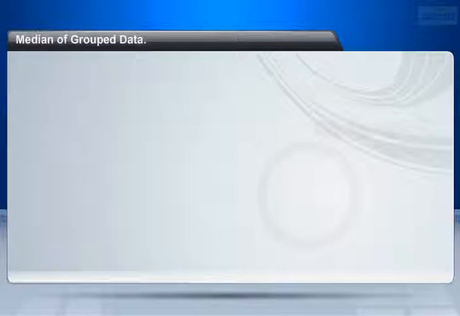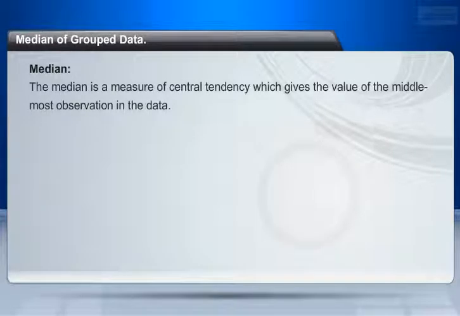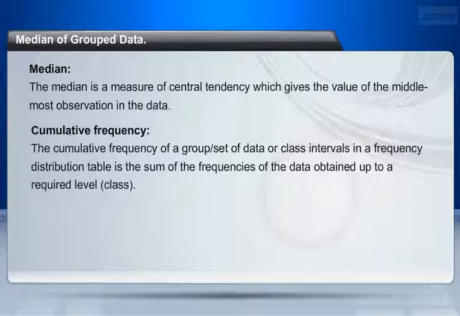Let's learn about the median of grouped data. The median is a measure of central tendency, which gives the value of the middlemost observation in the data. To find the median of grouped data, or ungrouped data, we have to know about cumulative frequency.